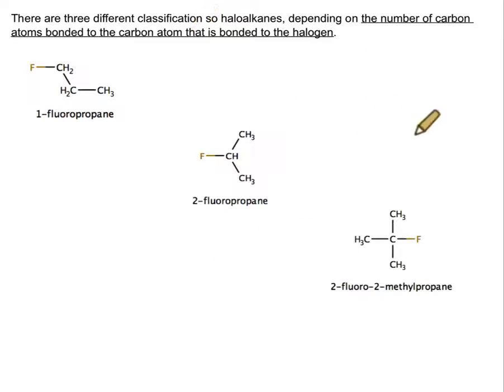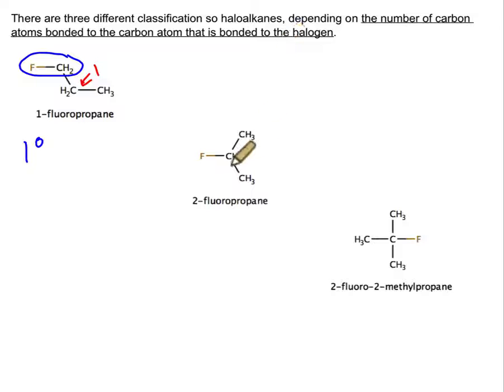Haloalkanes are classified as primary, secondary, or tertiary depending on the number of carbon atoms bonded to the carbon atom that is bonded to the halogen. So here's the carbon atom bonded to the halogen, a fluorine bonded to this carbon. This carbon is bonded to only one other carbon. So that is known as a primary haloalkane.